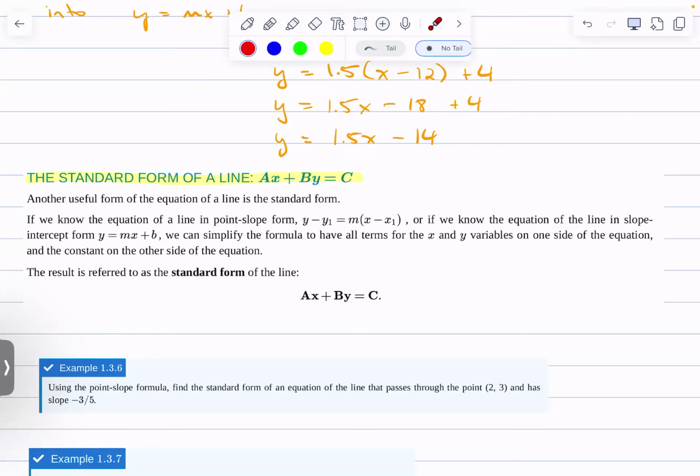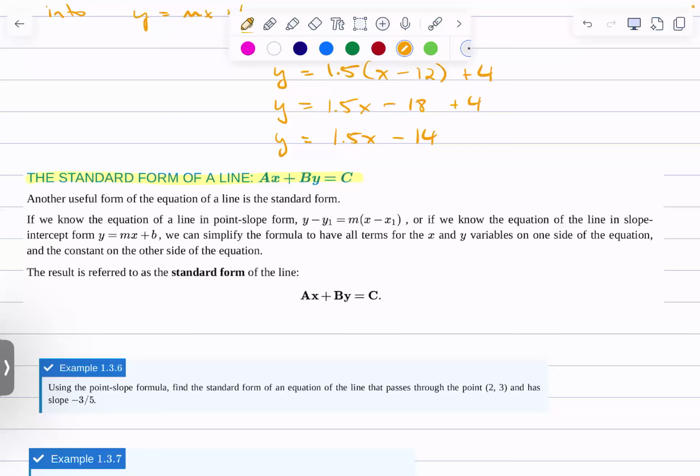What's the goal here? Ax plus By, which means all my x and y stuff is going to be on the left-hand side, and C, my constant, is on the right-hand side. And so we can rearrange any line that we've seen, y equals mx plus b, into standard form, or we can take the point slope form of a line and rearrange it into standard form.